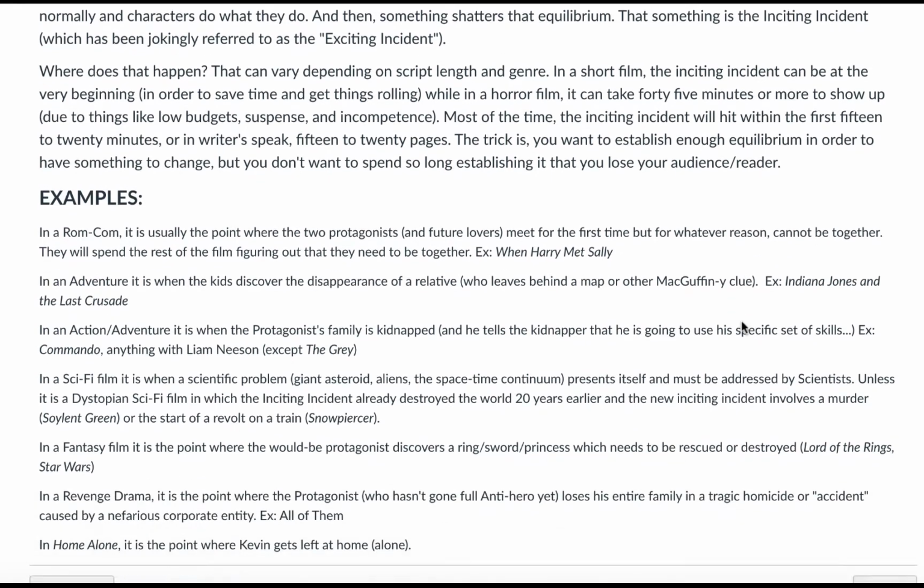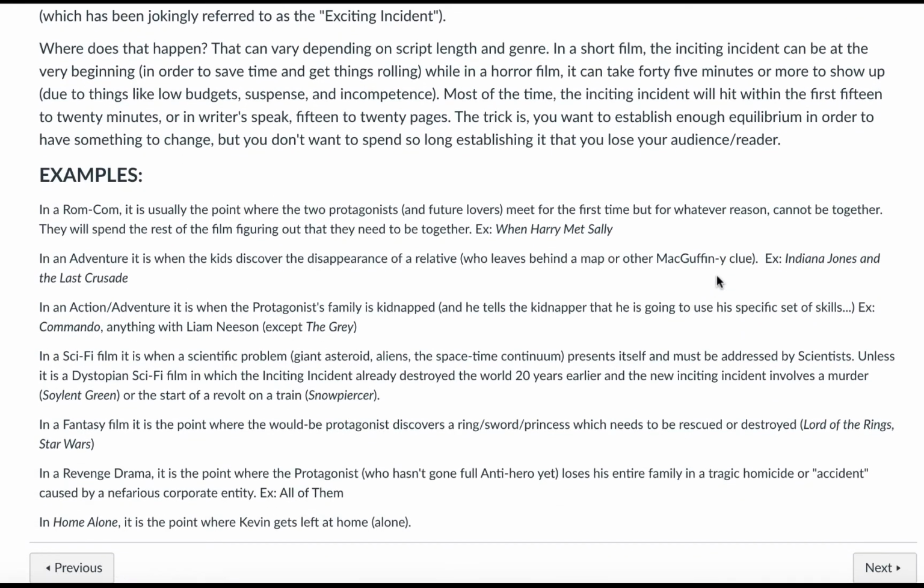So some examples. In a rom-com, it's usually the point where the two protagonists and future lovers probably, they meet for the first time, but for whatever reason, they cannot be together, and so the rest of the film they're spending trying to get together. But it's that first meeting that is the inciting incident, because at that point their lives have changed. In an adventure, it's when the kids discover the disappearance of a relative who leaves some sort of clue, that point where, oh, grandpa's gone and he left a map.